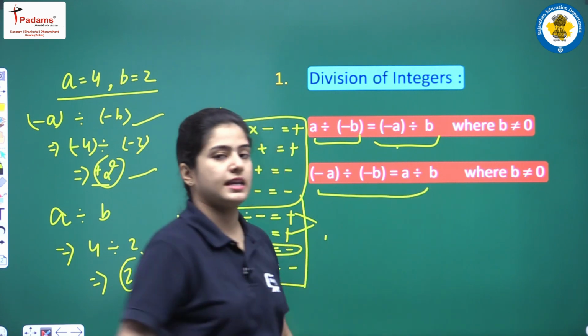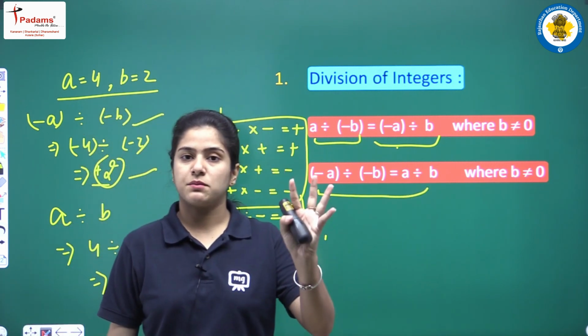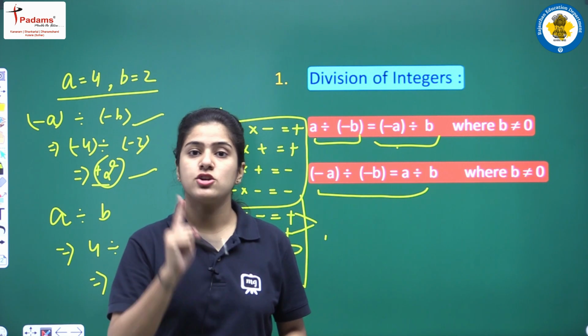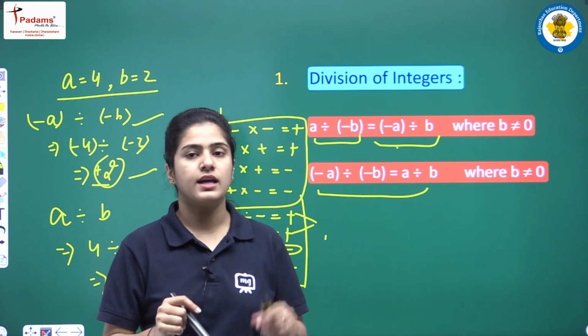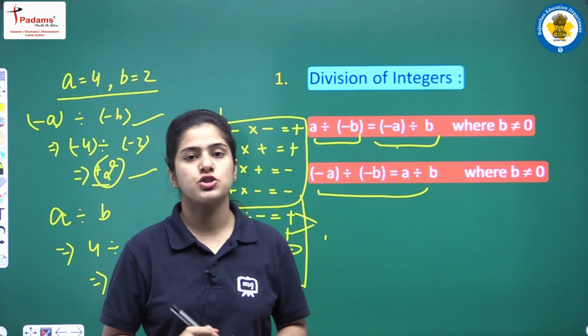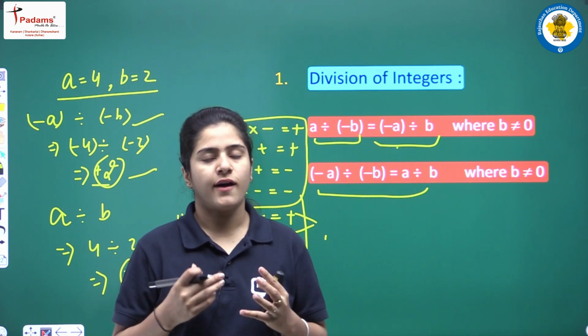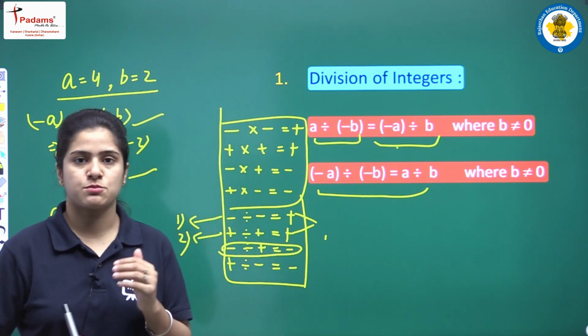Minus a divided by minus b is equals to a divided by b, but the condition is that b should not be equal to 0. b, the denominator of division, should not be equal to 0. Alright students, so let's move to the next property.